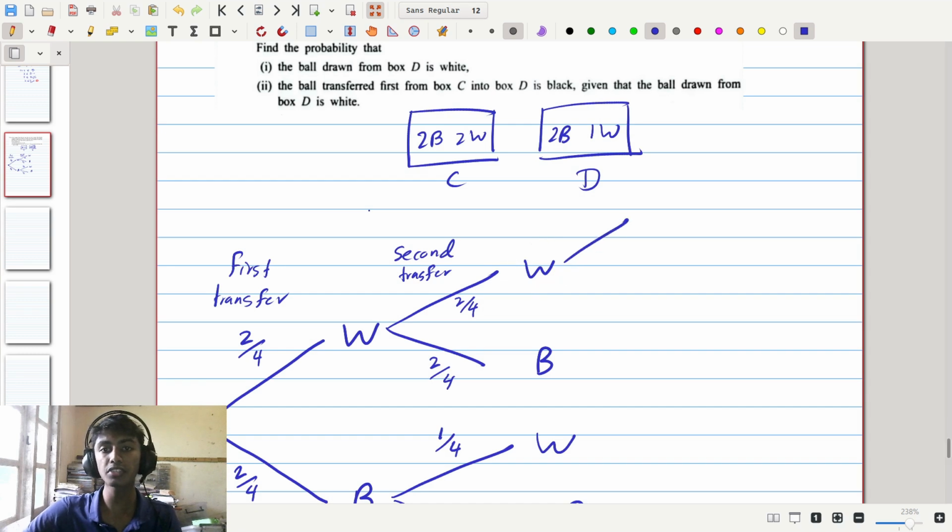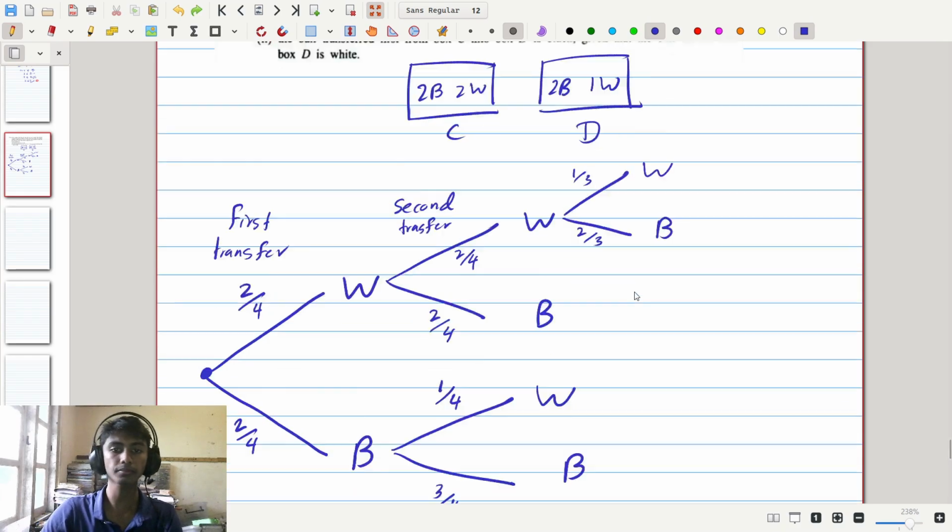And therefore we consider the probability of getting a white and the probability of getting a black. The probability of getting white here is going to be 1 over 3, and the probability of getting a black here is going to be equal to 2 over 3. Since in total, at the very end here, we're going to have 2 black balls and 1 white ball left in D, and when you choose, we can either choose the white ball, which is going to be 1/3 chance, or the black ball, which is going to be 2/3 chance.